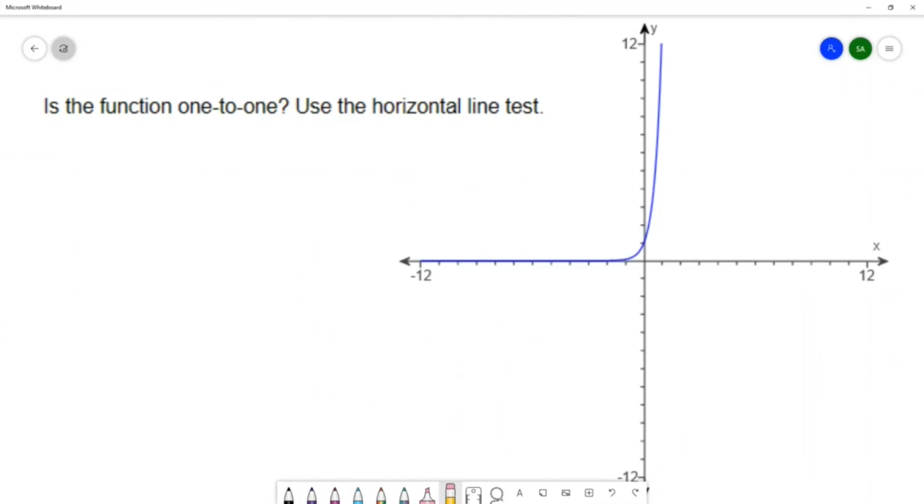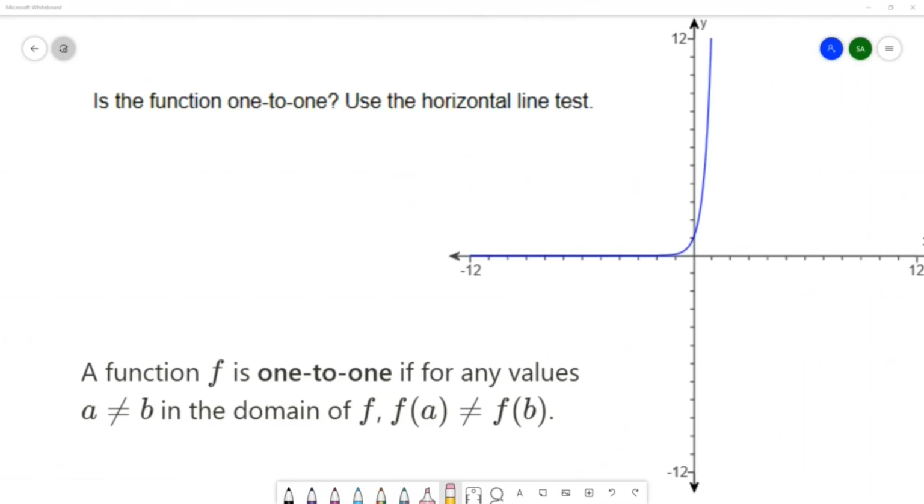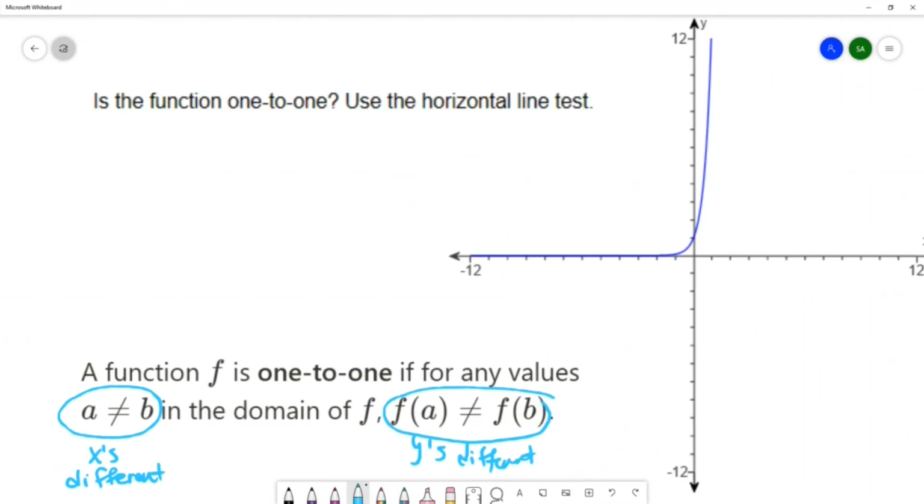On this question, it says, is the function one-to-one? Use the horizontal line test. Okay, so I've added in this definition of what a one-to-one function is. A function f is one-to-one if for any values a not equal to b in the domain of f, f of a is not equal to f of b. So this is saying that if we have x values that are different, then our y values will be different. And so this is a test that we use to basically show if the y's are unique.